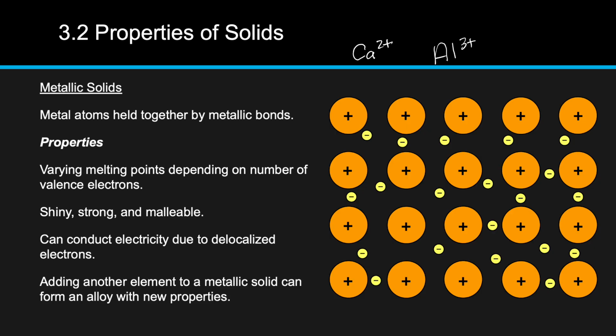And remember from last unit, adding another element or metal to a metallic solid can form an alloy that has new properties. And remember last unit we talked about substitutional and interstitial alloys.